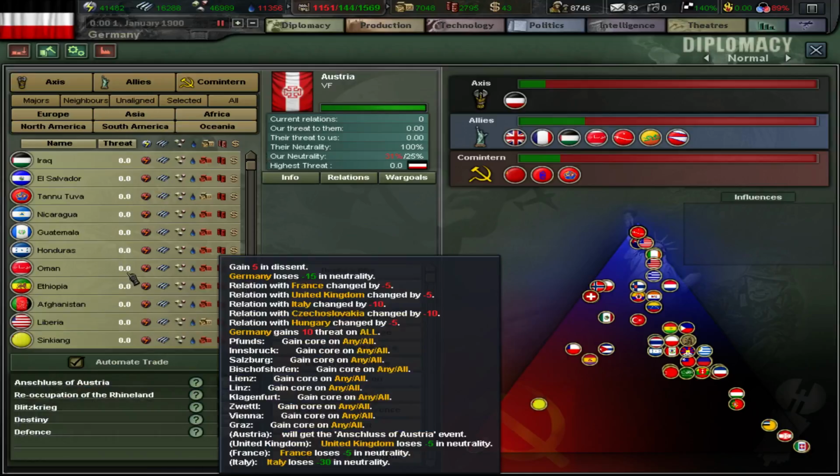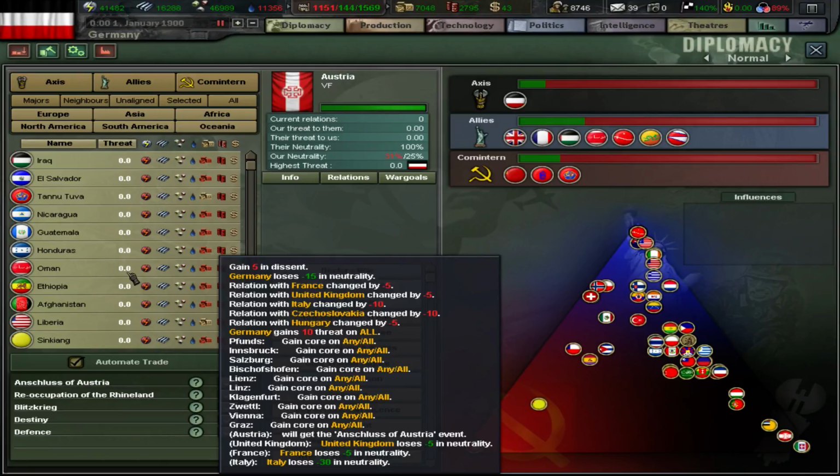So, if you click on the little check mark here, it'll be green when you have it, but right now it shows us, if it was green right now, these are all the things that would happen. We'd gain 5 dissent. We would lose 15 neutrality. Our relation with France, the UK, Italy, Czechoslovakia, and Hungary would all be reduced massively. We would gain a threat of 10 on everybody. And then it just shows we gain a core. Basically, we control all these different territories.